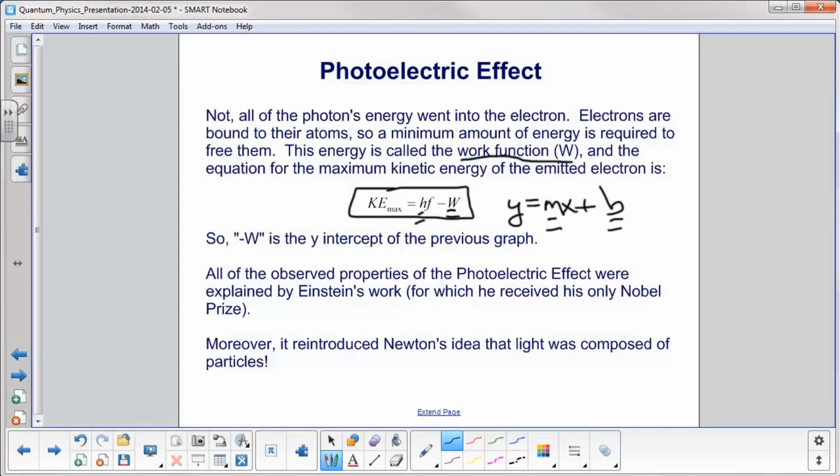All of the observed properties of the photoelectric effect were explained by Albert Einstein's work. And what's amazing is most people know Einstein for relativity and for writing a letter to President Roosevelt supporting the development of the atomic bomb for World War II. But the only time he received his Nobel Prize was for the photoelectric effect. Moreover, it reintroduced Newton's idea that light was composed of particles.